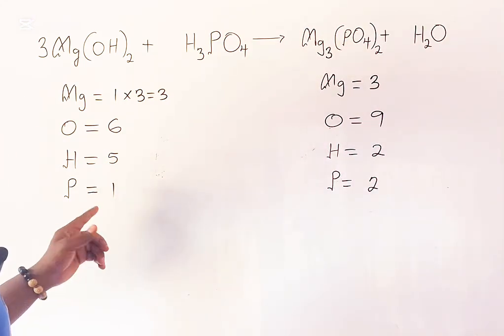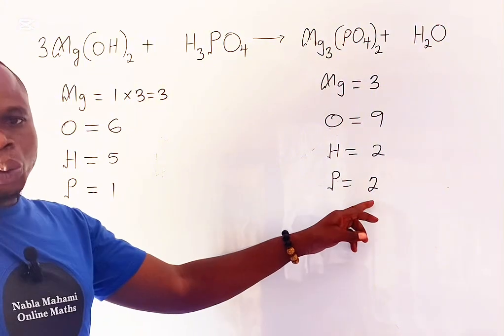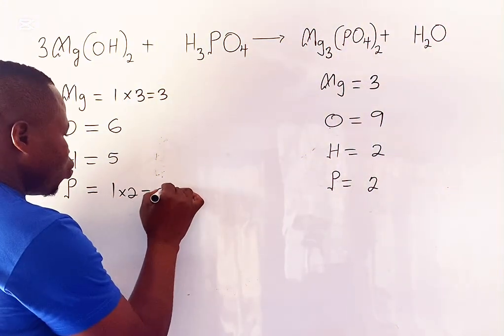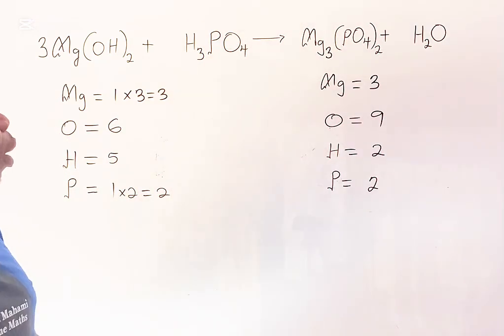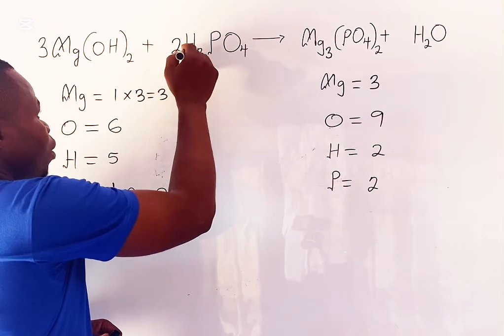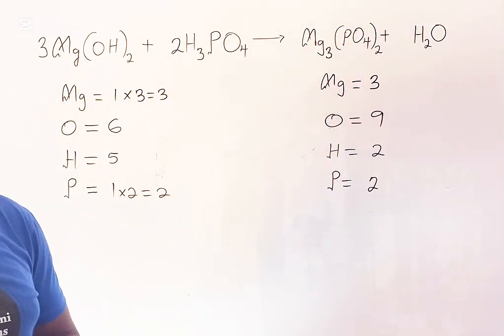Then the next one is P. Here we have 1 P, here there are 2. So what I need to do is I have to multiply here by 2 so that it will also balance. So I'll go to where I have my P, then I'll write 2 as my coefficient.